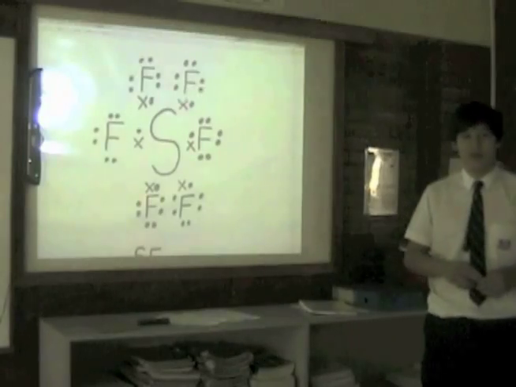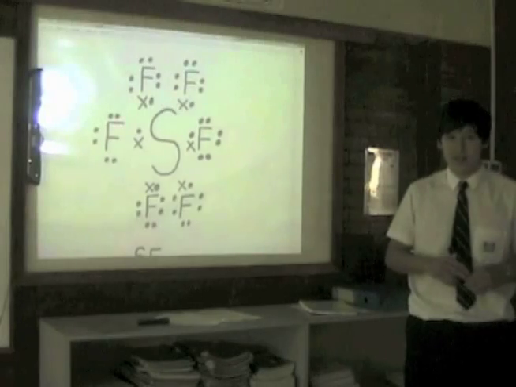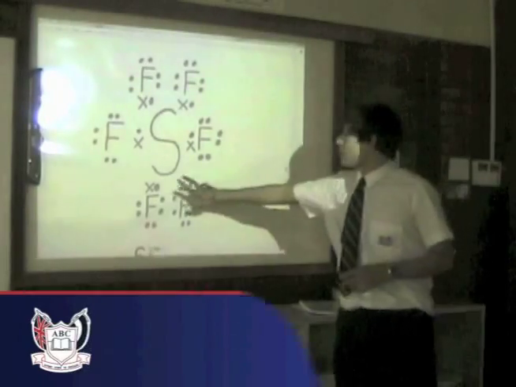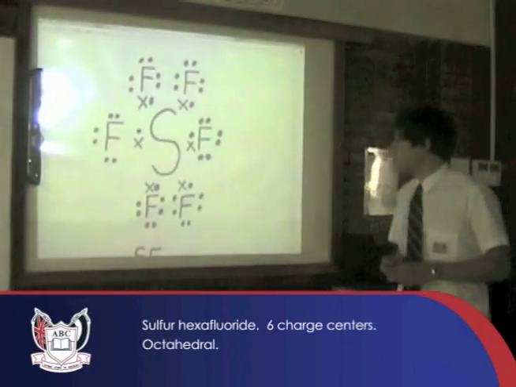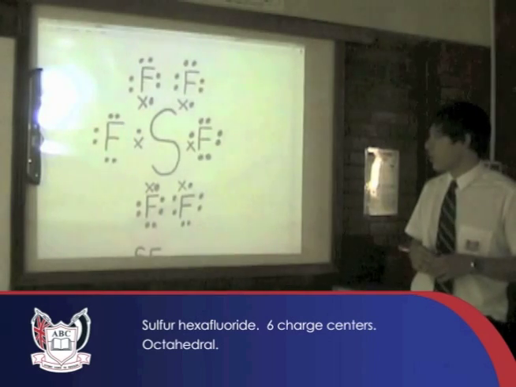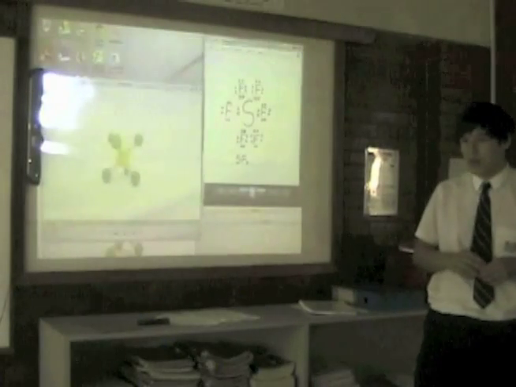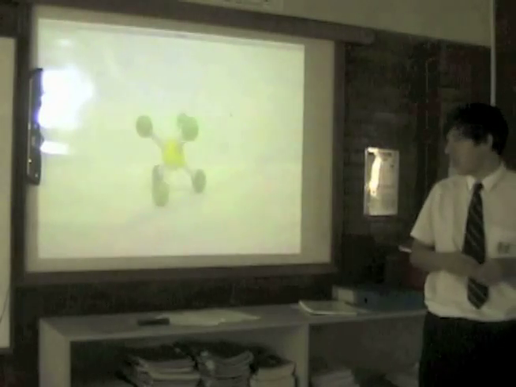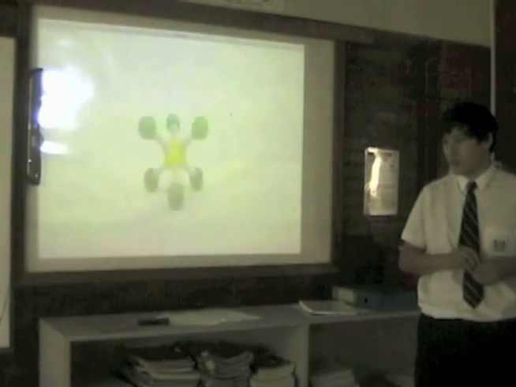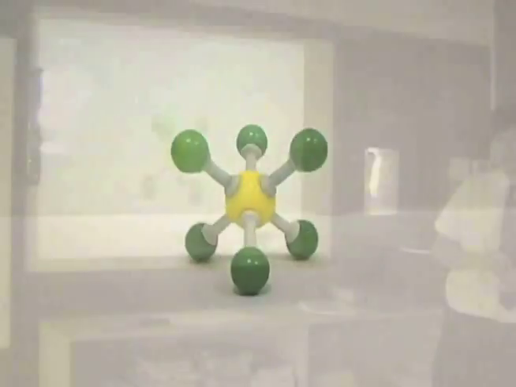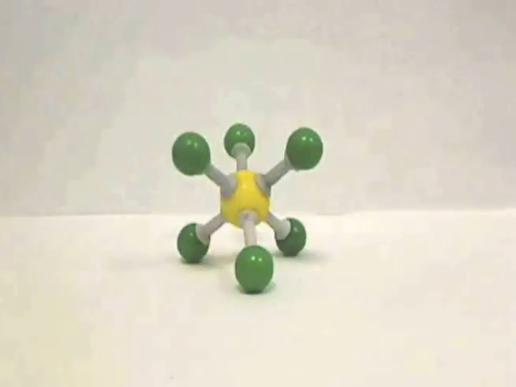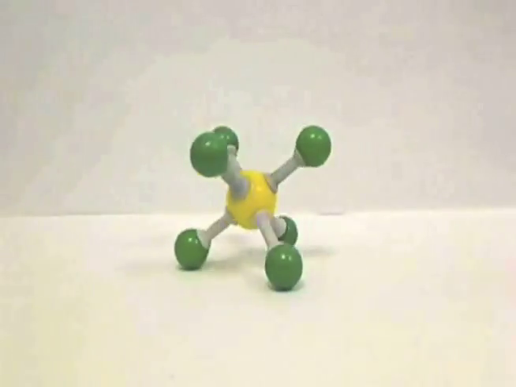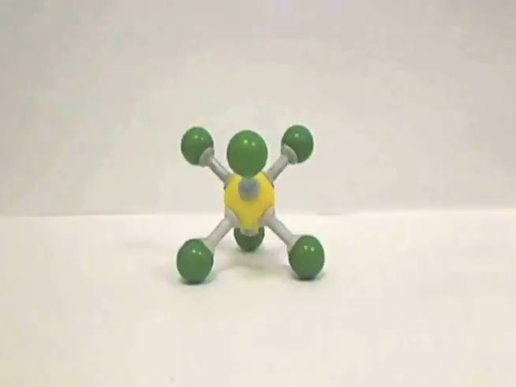My molecule is sulfur hexafluoride. It has 6 charge centers, 1, 2, 3, 4, 5, 6, and it has 6 bonding pairs and no non-bonding pairs. The hybridization is d2sp3 because it does not follow the octet rule and has an extended octet. Its shape is octahedral, and the shape of the charge centers is octahedral as well. It has bond angles of 90 degrees.